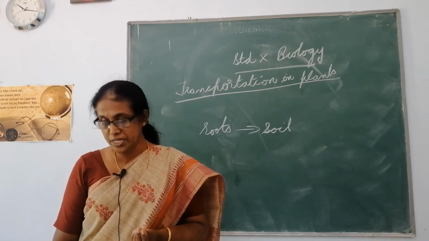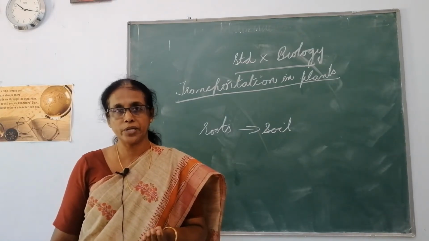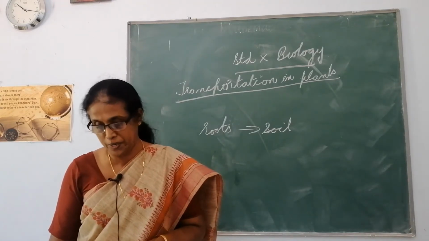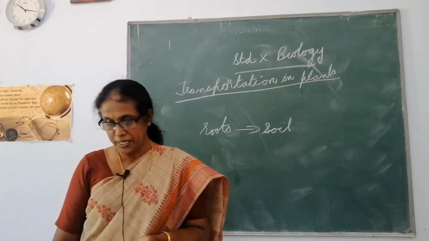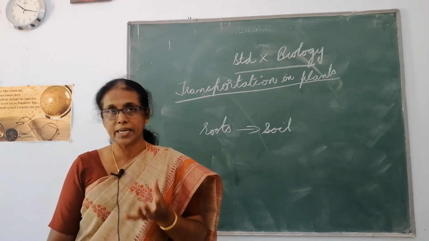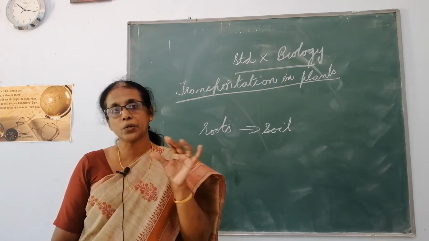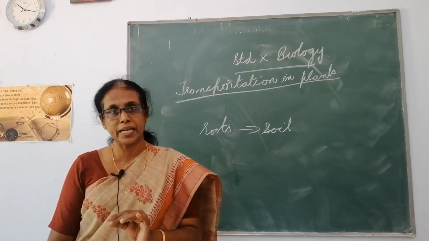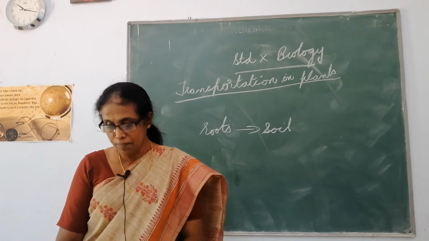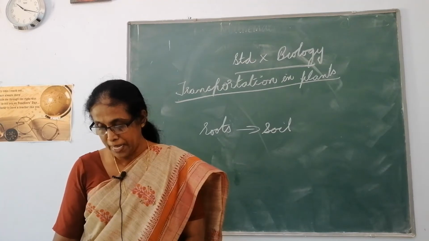How is the transportation done? Roots absorb minerals from the soil and the leaves absorb carbon dioxide from the atmosphere. If the distance between the soil contacting organs and the chlorophyll containing organs is small, that means the distance between the roots and the leaves is small, as in the case of small plants, energy and raw materials can easily be distributed to all parts of the plant body.